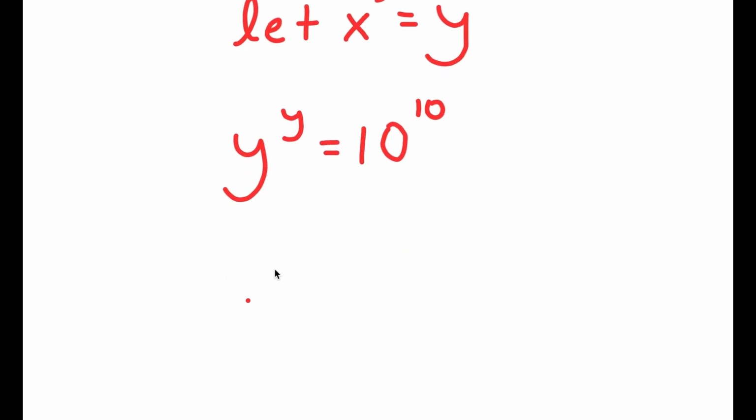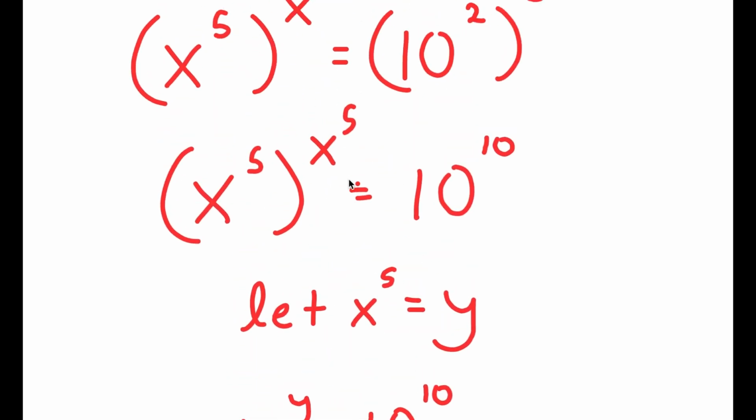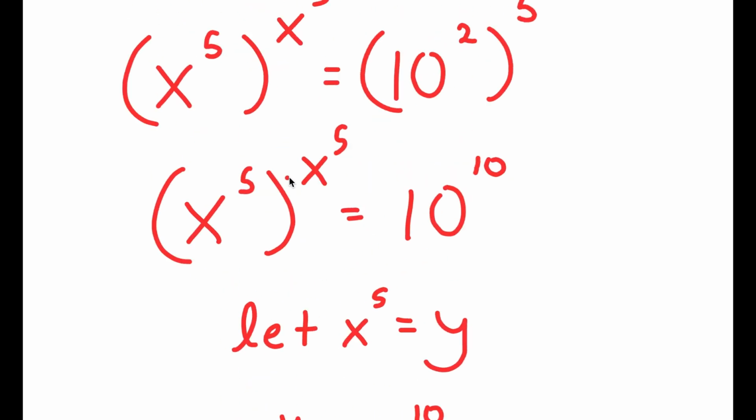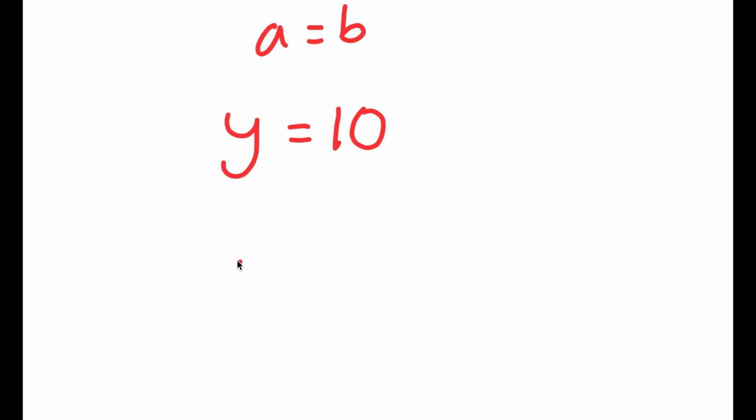And now I can use the property: if a to the power of a is equal to b to the power of b, this means that a equals b. So in this case, I have y to the power of y is equal to 10 to the power of 10, meaning y is equal to 10. Now going back here, we let x to the power of 5 equal to y, meaning x to the power of 5 is equal to 10.